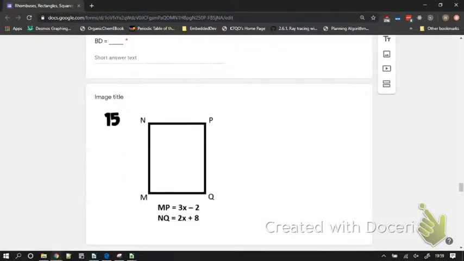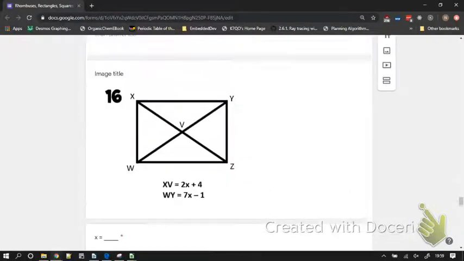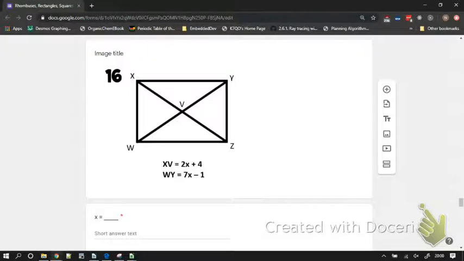Let's see, 14, 15 shouldn't be too bad. I think 16 was one that might have been a little bit tricky, only because you have to watch what information they give you. So they tell you that XV is 2x plus 4. So that's just this little piece here, just from here to here. And that WY, which is that whole diagonal, WY from here all the way up to here, is 7x minus 1.